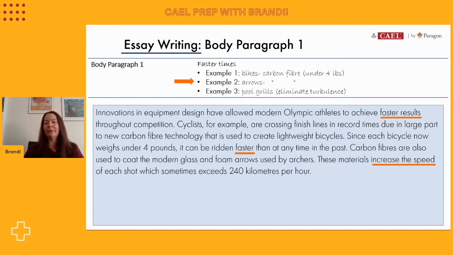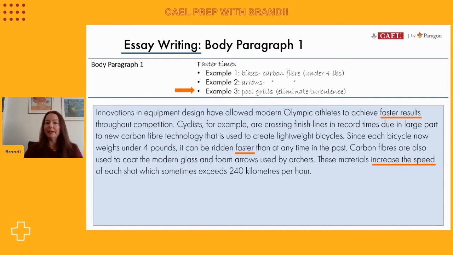I didn't want to use the word faster again, because I've already used it twice now. So we said increase the speed, which means the same thing. And that example of 240 kilometers per hour, again, we pulled that right out of the reading source. So we're trying to be as specific as possible to really emphasize how fast these athletes can compete now due to the innovative equipment. All right, so I think that example is sufficiently accomplished. Let's move on to number 3.